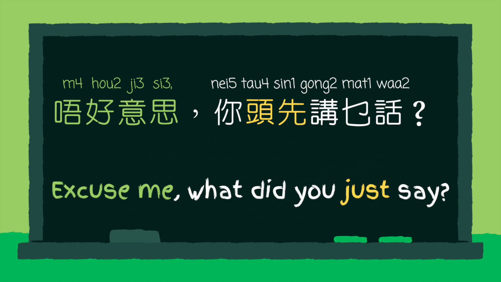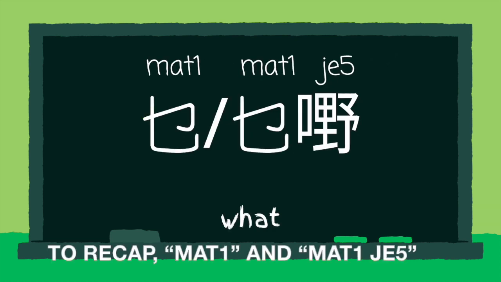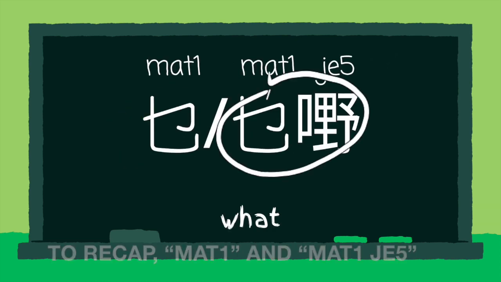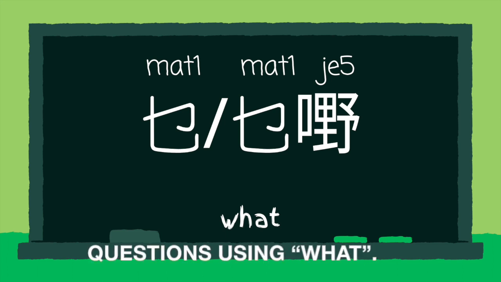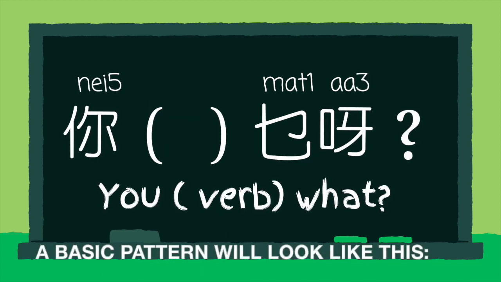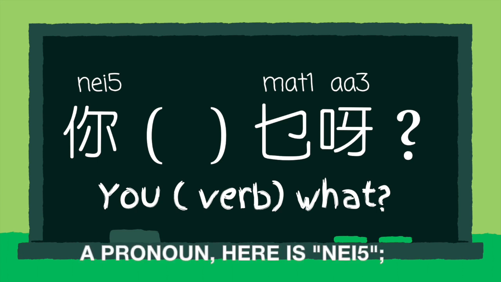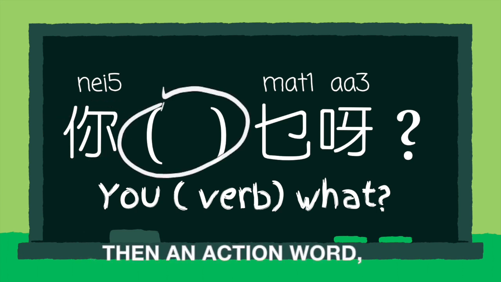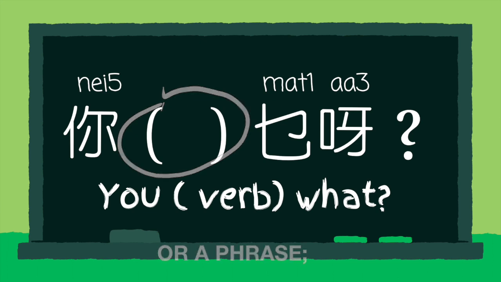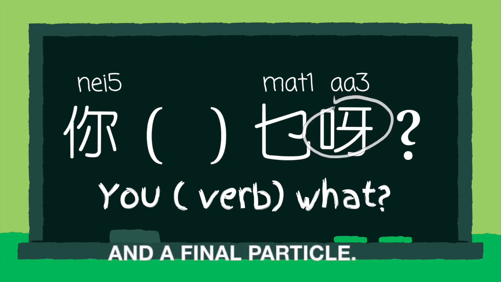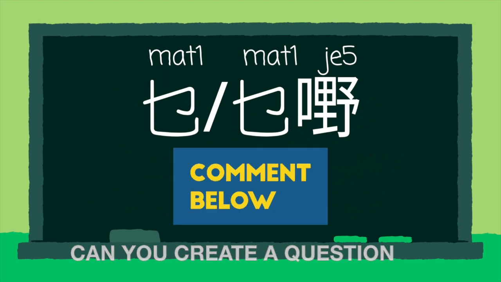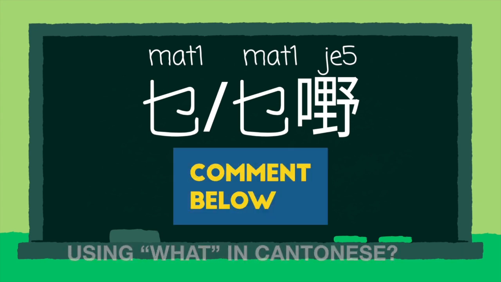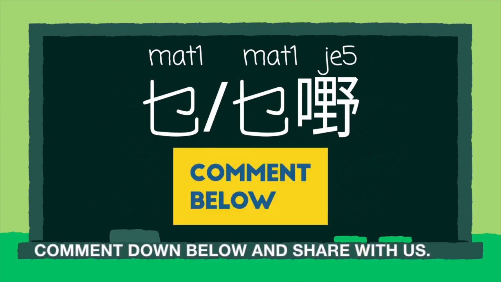唔好意思，你頭先講乜話? To recap, 乜 and 乜嘢 are the foundation for questions using what. A basic pattern will look like this. A pronoun, here is 你. Then an action word or a phrase, followed by 乜 and a final particle. Can you create a question using what in Cantonese? Comment down below and share with us.